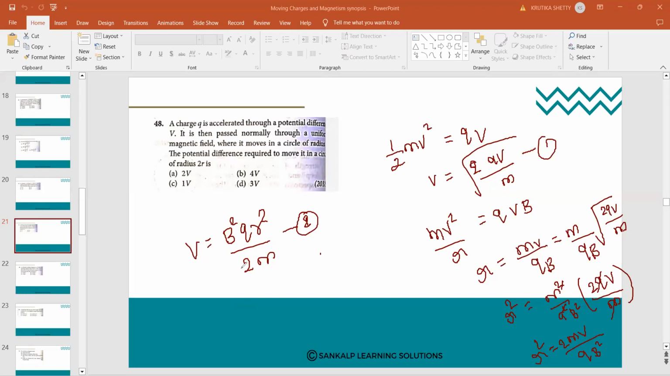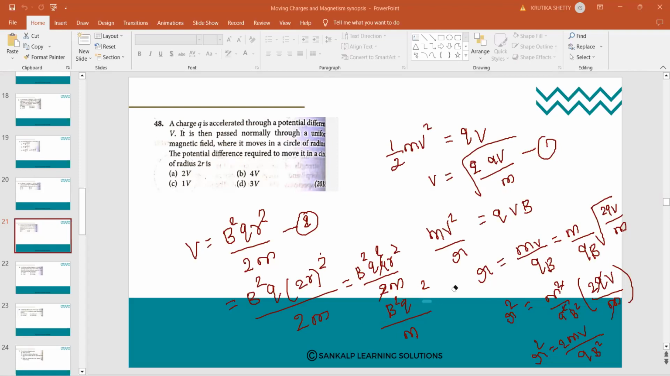But the radius is now 2r. Therefore, this will become b square q into 2r whole square, divided by 2m. This is equal to b square into q 4r square divided by 2m. The 2 and 4 would cancel to give 2 into b square q r square divided by m. But they are asking in terms of V.